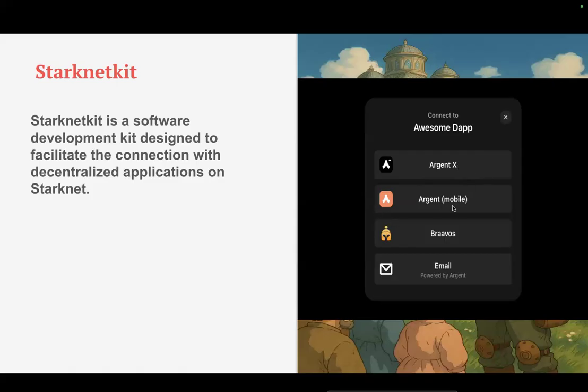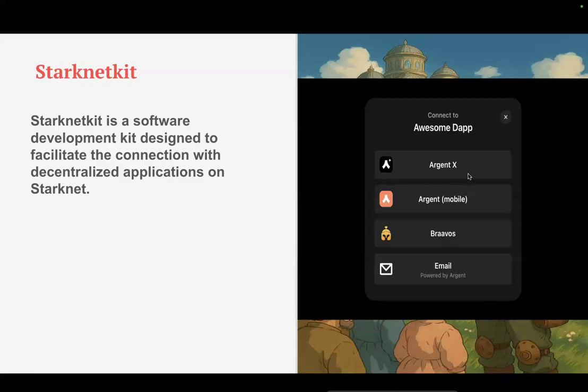which is the Agent extension. You can also connect with the Agent Mobile. You can also connect with the Bravos wallets. And then finally, you can connect with the web wallet, which is also built by Agent. So this is a wallet that you connect with your email, and then you can interact with the blockchain using your email-based wallets. So these are just the 4 that I can allow you connect with.